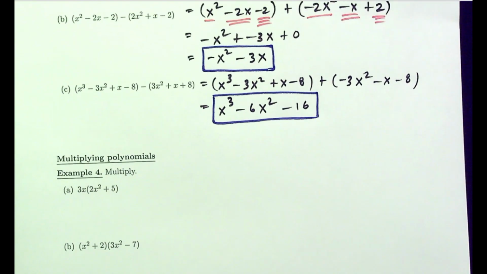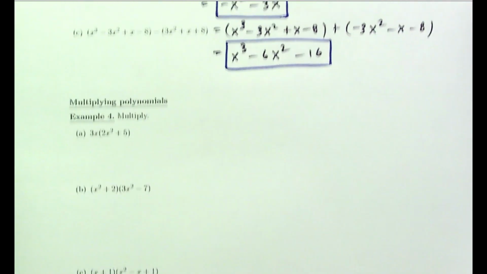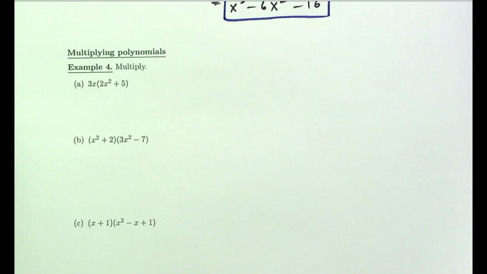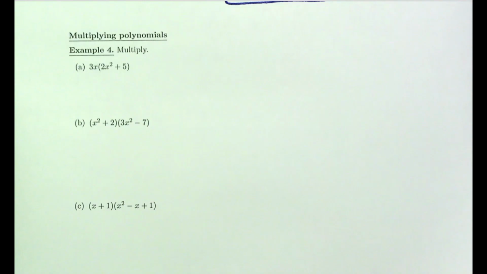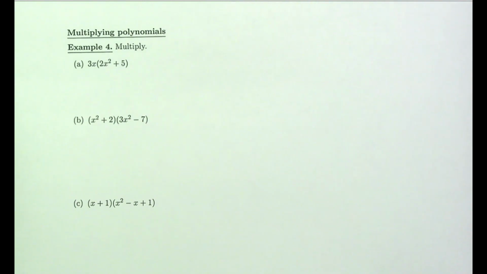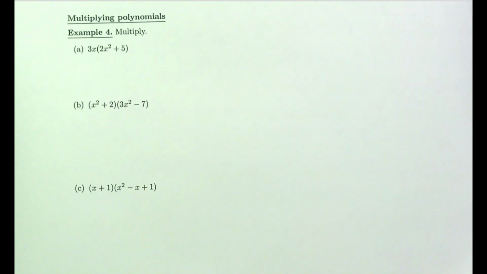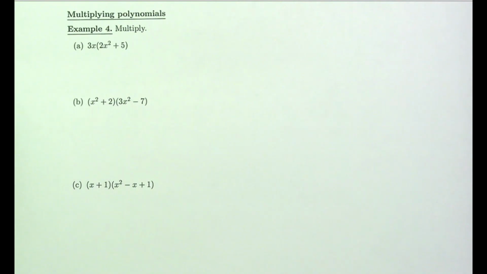Alright, so that's how you add and subtract polynomials. Now, let's talk about multiplying polynomials. Okay, we're going to do 4 examples. The first one is you multiply a monomial, a polynomial that has only one term, times a binomial.